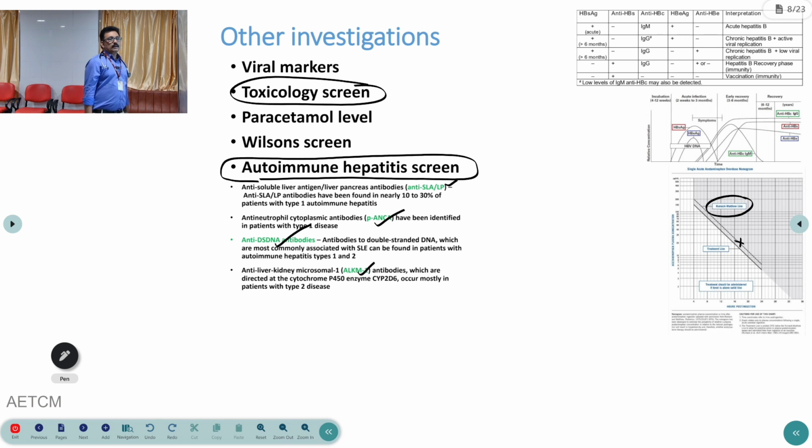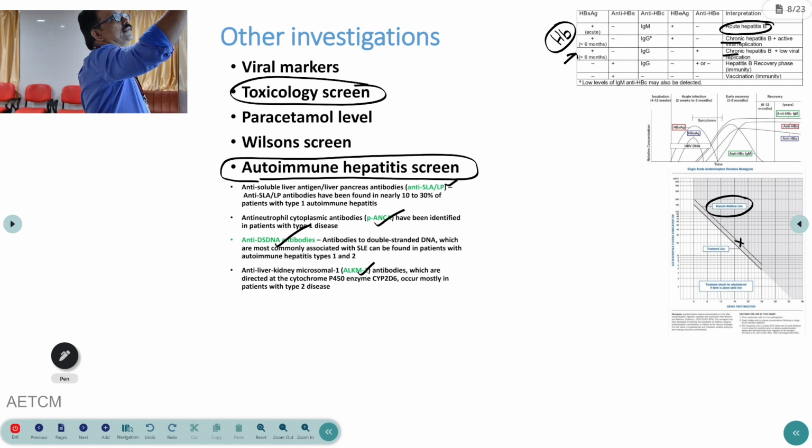Now viral markers are very important. If you are suspecting hepatitis A or B, these types of viral markers you can see here. In hepatitis B, these are the investigations you will ask. So that will tell you where is the problem. If it is an acute hepatitis or chronic, these investigations will tell. So that is very important, that investigation should be asked.